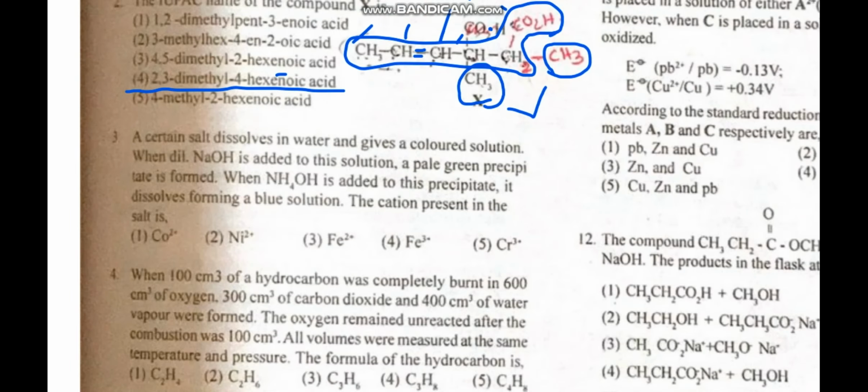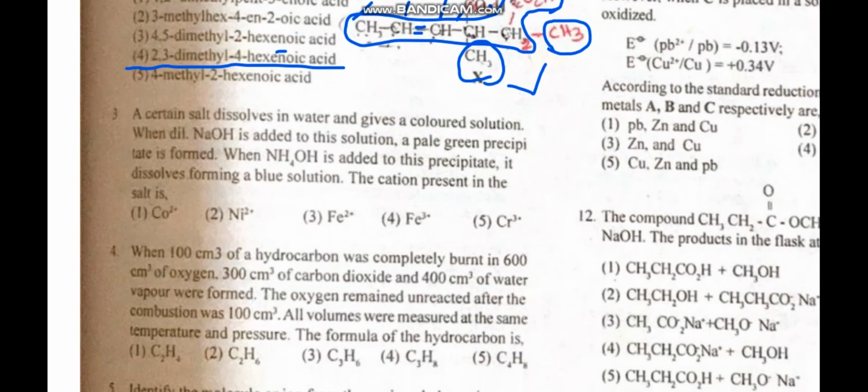Now the third one seems like an inorganic MCQ. A certain salt dissolves in water and gives a colored solution. So a salt is dissolving in water and giving a colored solution. That means a salt has a cation and an anion, so either the cation or the anion has given a color to the solution. In the options we can see we have only cations, so the cation is giving that color.